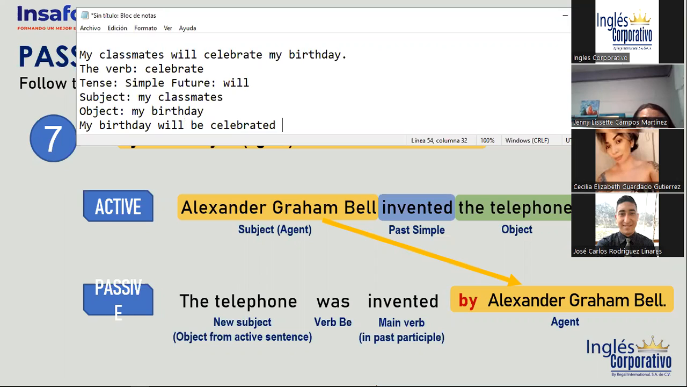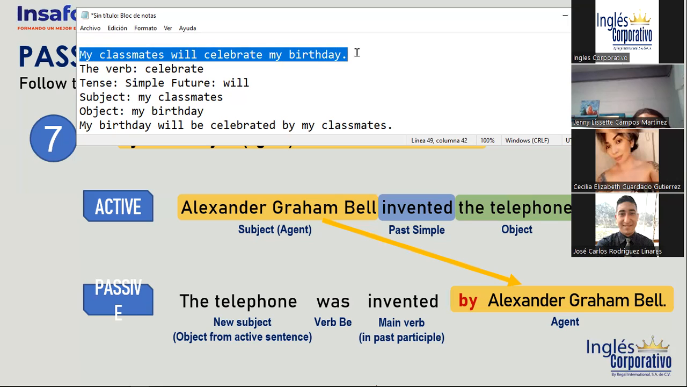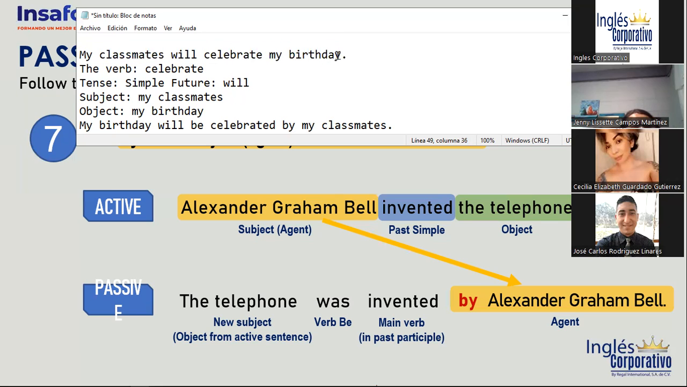And then necesito la gente. ¿Cuál sería? By my classmates. Muy bien. Excelente. Y ahí tienen la oración en futuro: my birthday will be celebrated by my classmates. ¿Ok? Entonces recordemos que en la voz activa, lo que yo tengo que identificar es ese objeto, porque ese objeto es el que se va a convertir en el sujeto de la oración. Right? Entonces así vamos a poder seguir con pasado, presente, futuro, cualquiera de los tenses. Vamos a poder aplicar los pasos y armar nuestras oraciones de activa a pasiva.